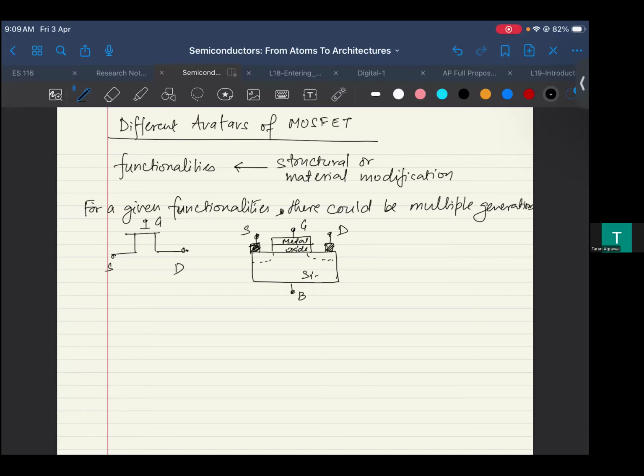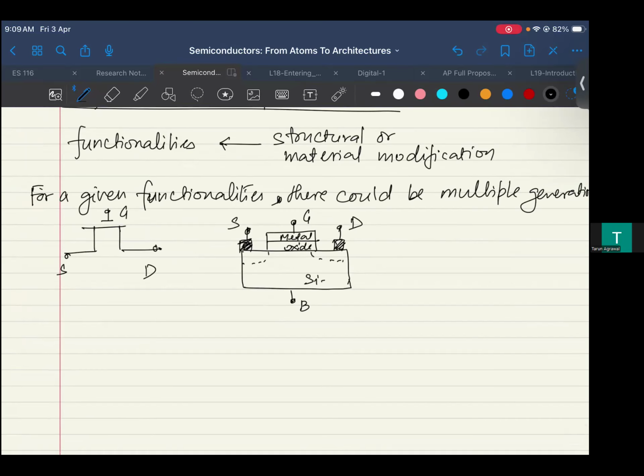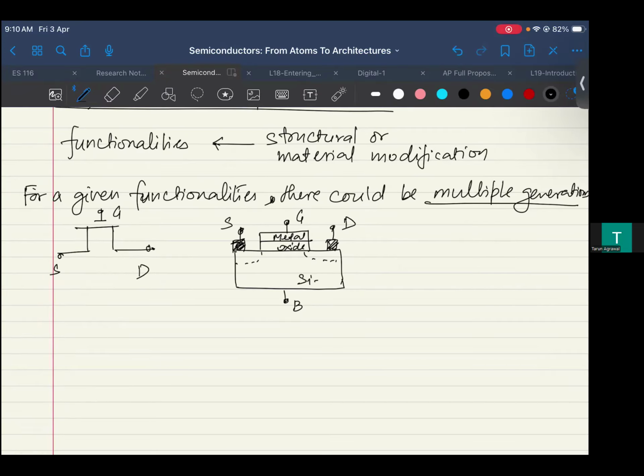Now the question is, is this structure evergreen? Is it going to be useful for whatever we are trying to do? This is a simple switch, it's working like a switch. Now the question is, for this functionality itself, why do we need different generations? Why would it even die, right?